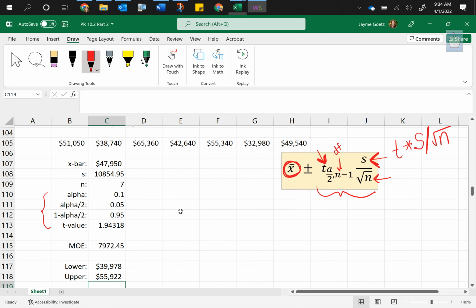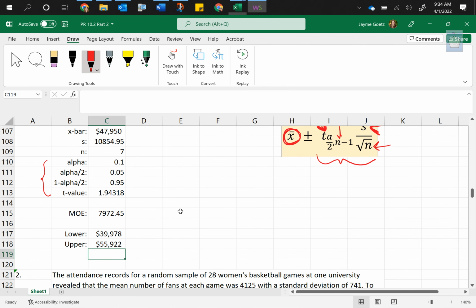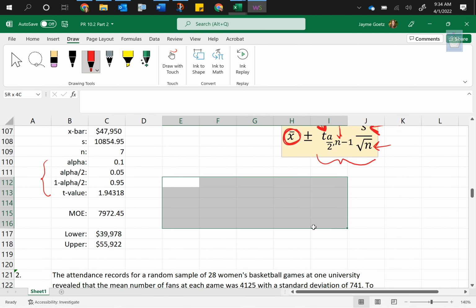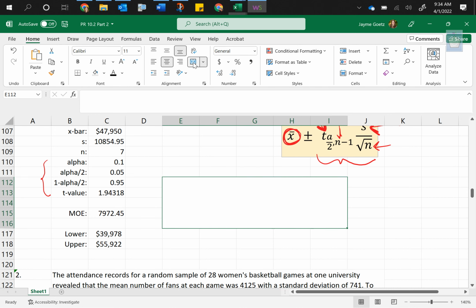Now, the last part of this problem said interpret the interval. What that means is we are literally going to write a sentence, so you understand what these numbers mean. As I'm creating these lessons, I've realized this sentence really helps me comprehend what we're finding and what these numbers really mean.